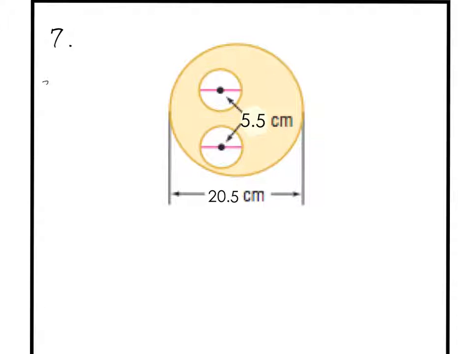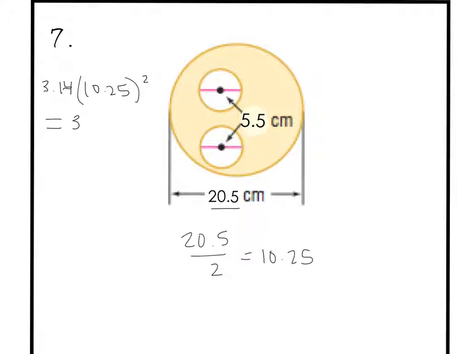So I'm going to take 3.14 and multiply that by my radius, which I'm going to figure out by taking 20.5 and dividing that by 2, and I get 10.25, so that's the radius of my large circle. So 3.14 times 10.25 squared, which is 329.90. So that's the area, centimeters, of the large circle.